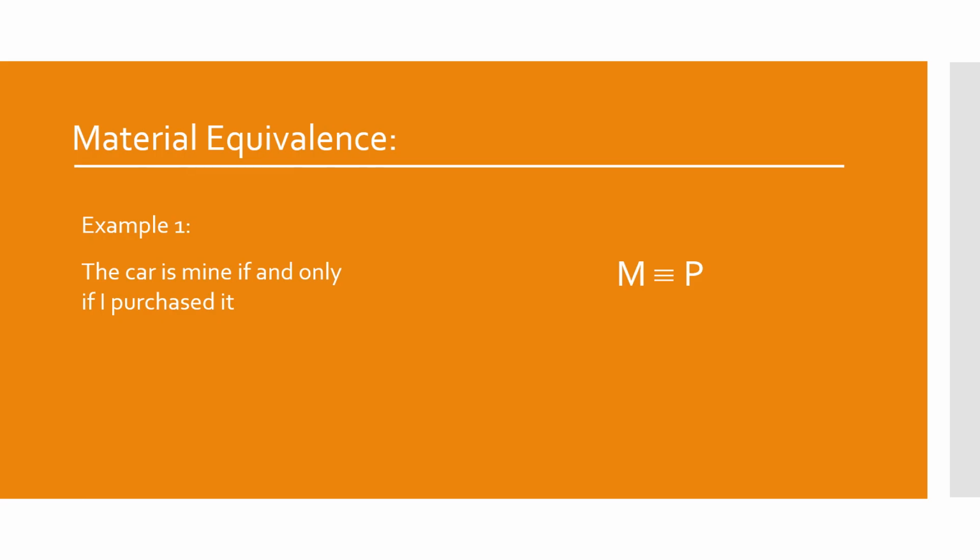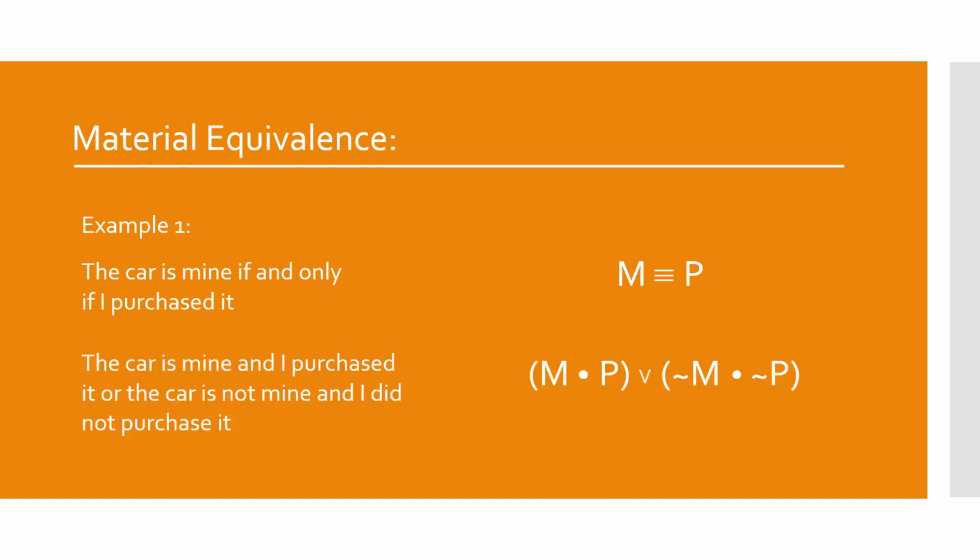Notice the statement here, the car is mine if and only if I purchased it, would be diagrammed symbolically by simply putting M tribar P. Now what this rule tells us is that that kind of a statement, a biconditional statement, an if and only if statement, is equivalent to essentially taking each term and making them both true and both false and saying it must be one or the other. So essentially, M if and only if P is equivalent to saying M and P or not M and not P. They're either both true or they're both false.